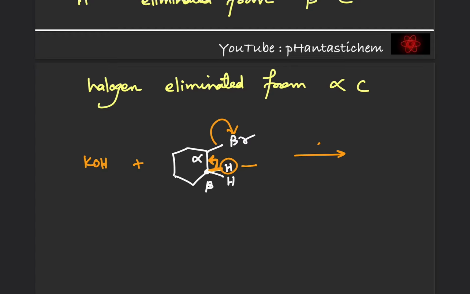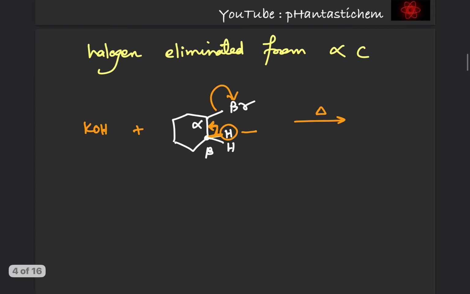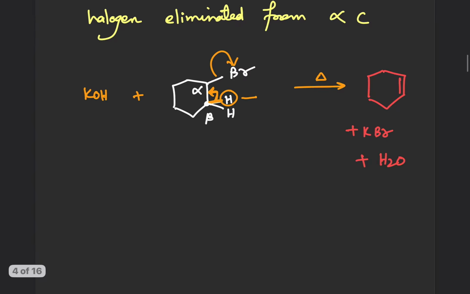So obviously we'll be getting cyclohexene, right? Because bromine went out and these sigma electrons became a pi bond. K plus combined with bromine to give us KBr, potassium bromide, and H also went out and OH minus was left, so we will also get a molecule of water as a side product, so KBr plus H2O, right? Cool.